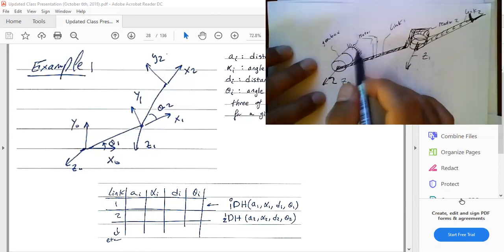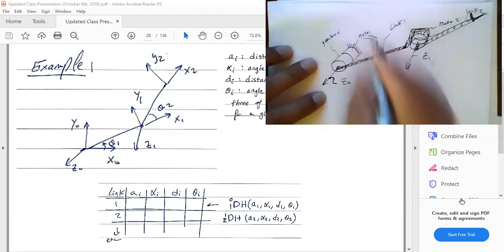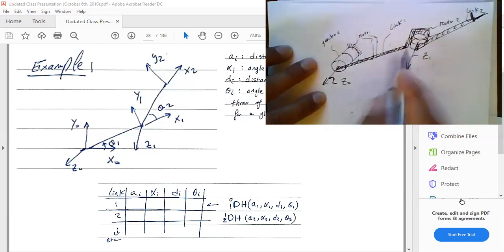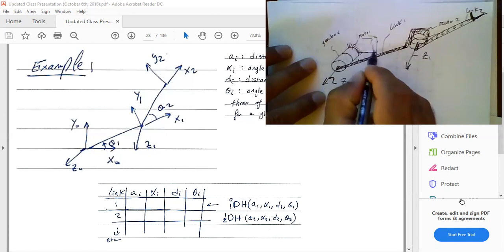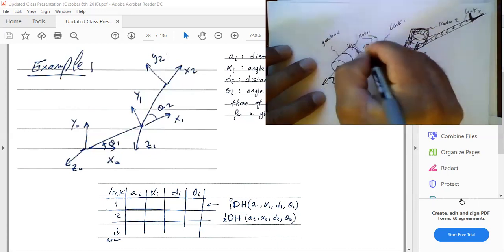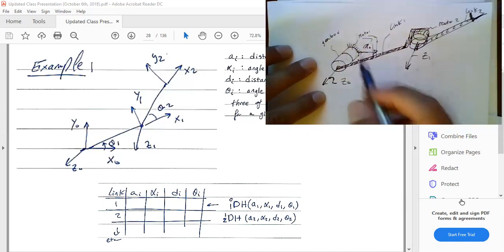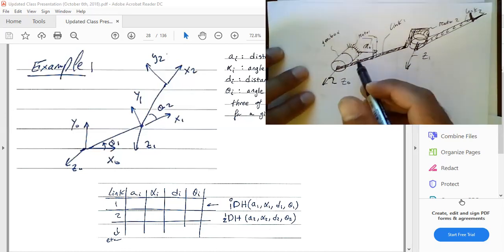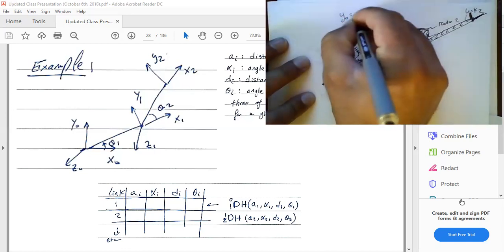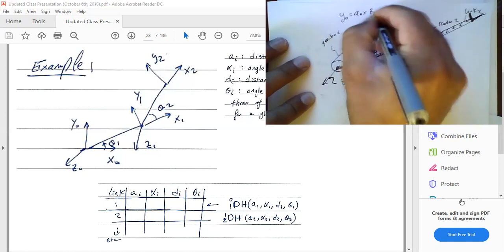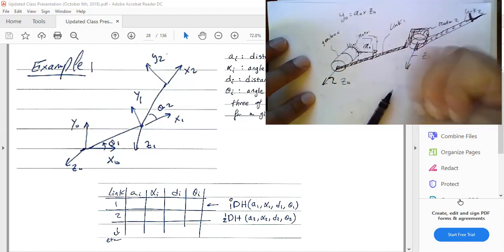Now I'm going to put my X0. I can put X0 like that, or I can put it like this. It doesn't really matter; I can put it anywhere that I want. I like to put it horizontal. Do I need to draw Y0? No, not necessarily, because I know Y0 will always be equal to X0 cross Z0.